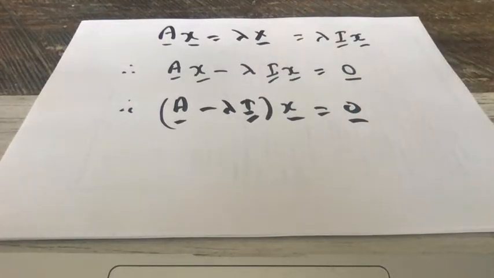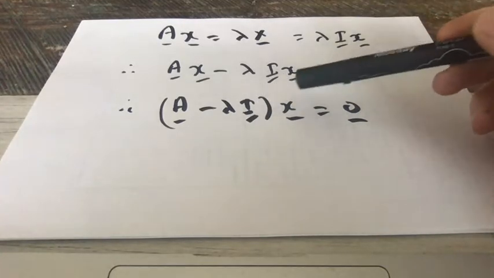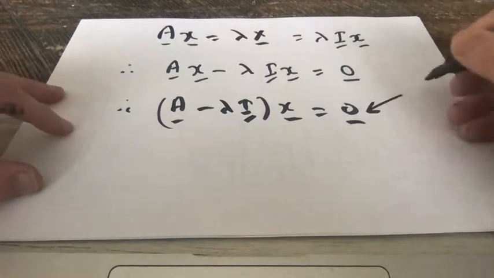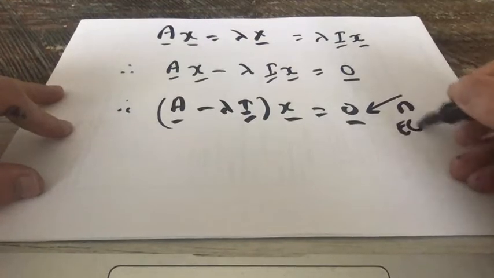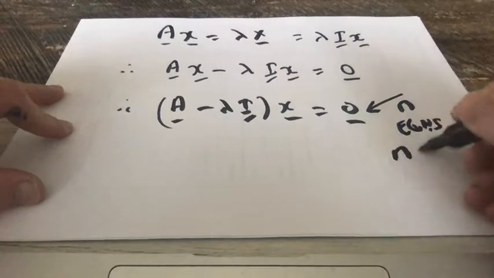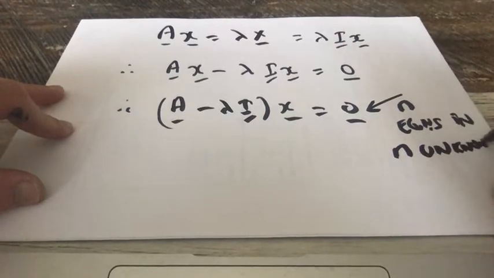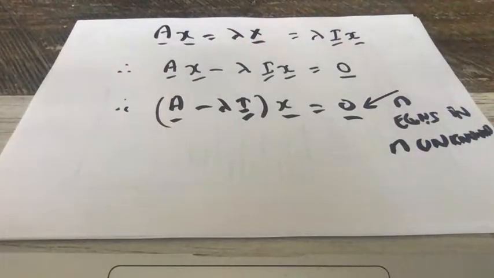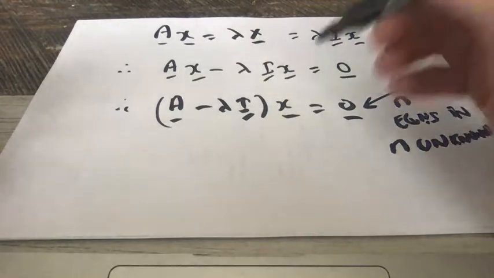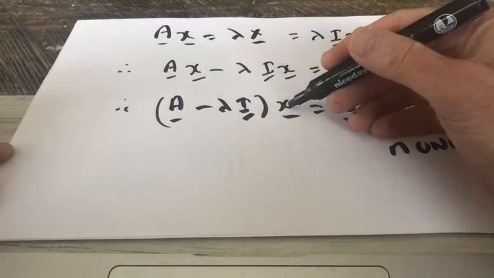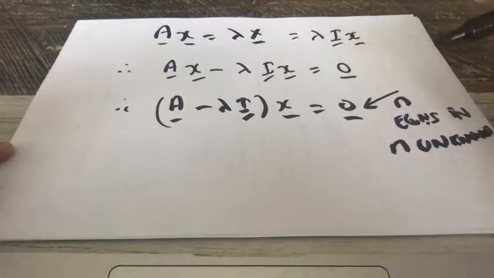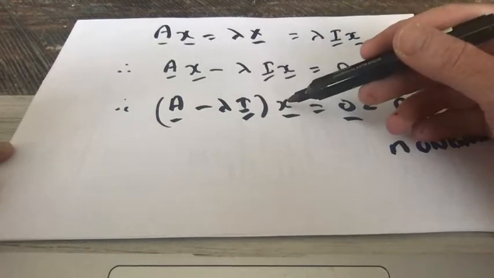Now, boys and girls, here's where it gets a little bit tricky. This, if you think about it, is a set of simultaneous equations. There are n equations in n unknowns. This system, (A minus lambda I) x, is actually n equations in n unknowns, where the unknowns are the components of x. You don't know what x is. That's what you're trying to find. So this is a set of n simultaneous equations in n unknowns, which are the components of x.